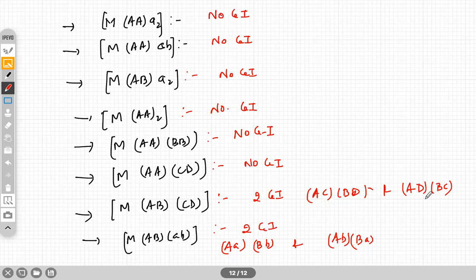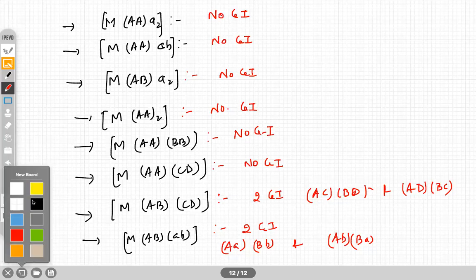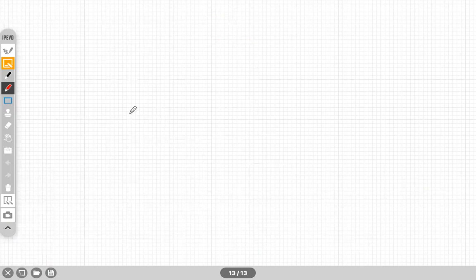Understood? So these are the few examples we have done for coordination number 4 and 6. Now we'll see optical isomerism. We don't have much in this, only a few examples we need to discuss in optical isomerism. Write down the heading: optical isomerism.